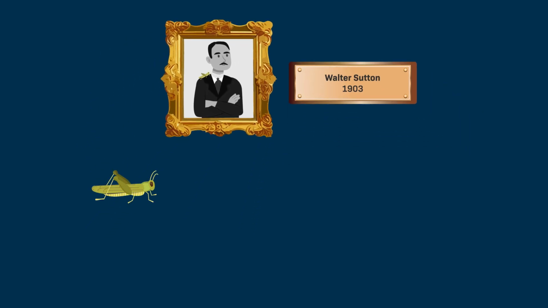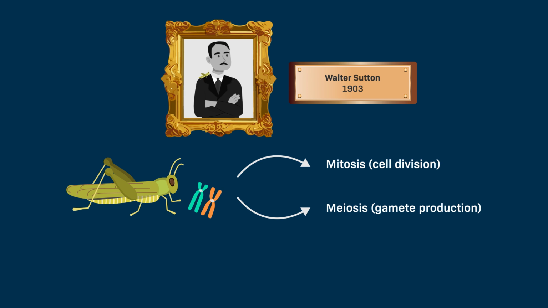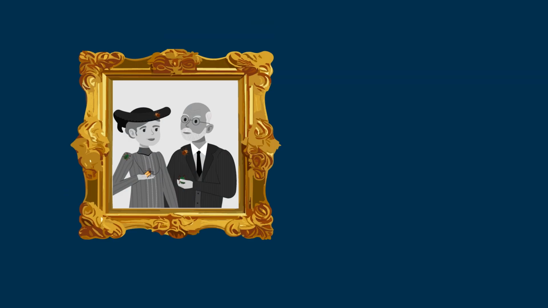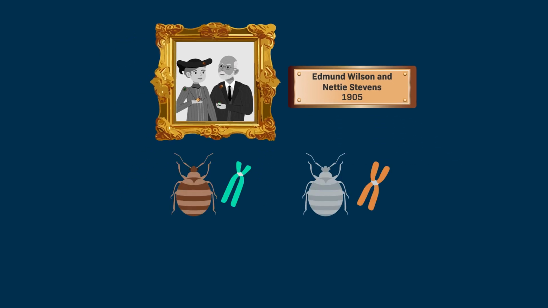Following this, in 1903, Sutton studied spermatogenesis in grasshoppers. He used the morphological differences between chromosomes to follow their fate during mitosis, which is normal cell division, and meiosis, which is a type of cell division that leads to the reduction of genetic material. He also showed that chromosome segregation during spermatogenesis follows Mendel's laws, and later proposed, with another scientist, the chromosome theory of inheritance. Finally, in 1905, Wilson and Stevens studied gene transmission in the insect order of Hemiptera, and they were the first to associate a chromosome with a specific trait.